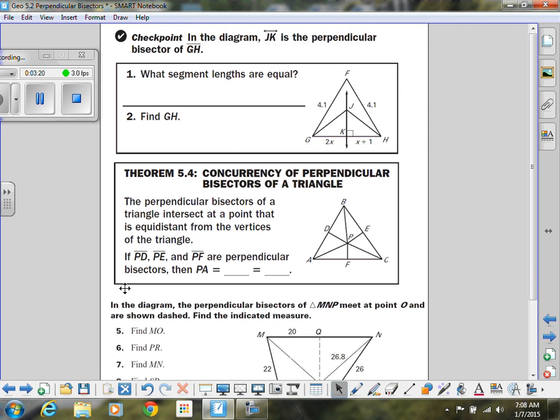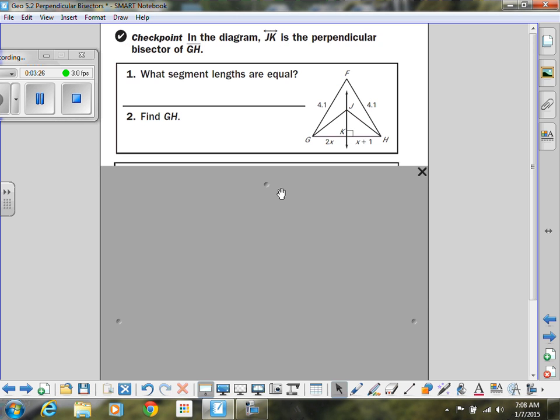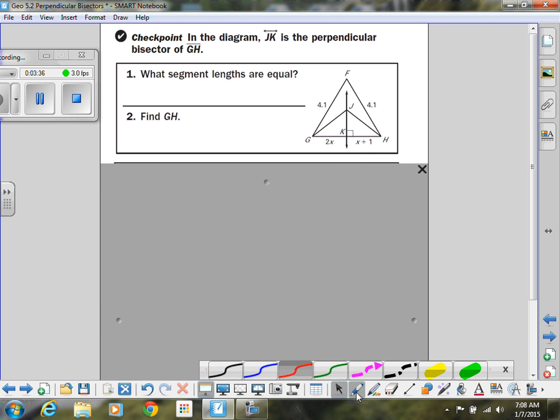Now let's do one more. Let's not look at all of that right now. Let's just look at this checkpoint. In this diagram, we have JK is a perpendicular bisector. So notice that they have the perpendicular sign marked. But let's go ahead and mark that. Since this is a perpendicular bisector, we know this is congruent and this is congruent.